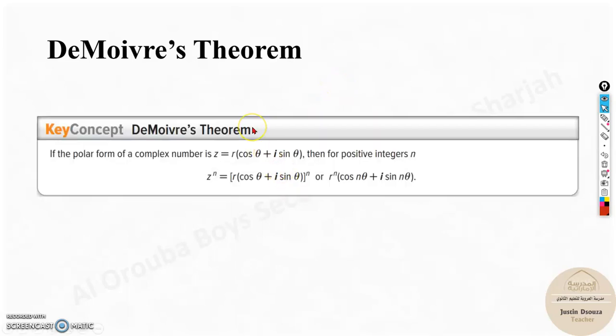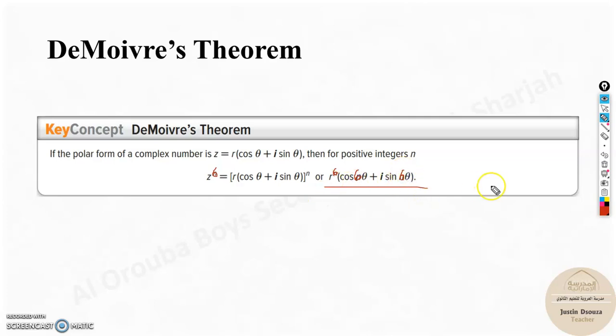DeMoivre stated that if you are taking a power of any complex number which is in polar form, then you can easily write it like this and solve. That is, if z to the power n, say this is the complex number, let it be 6 over here for argument's sake. Now that means the radius, you can use this. If you're powering it to the 6, the radius must be raised to the power 6, and then you need to multiply the angle with 6. That is what it means.